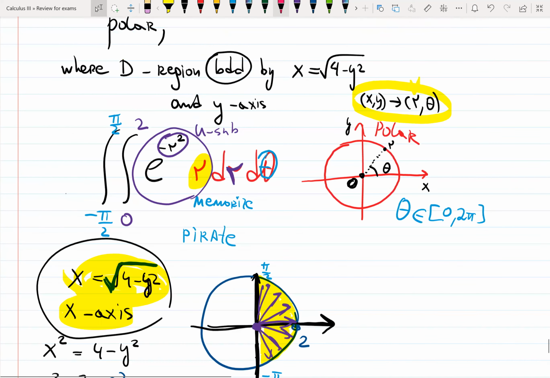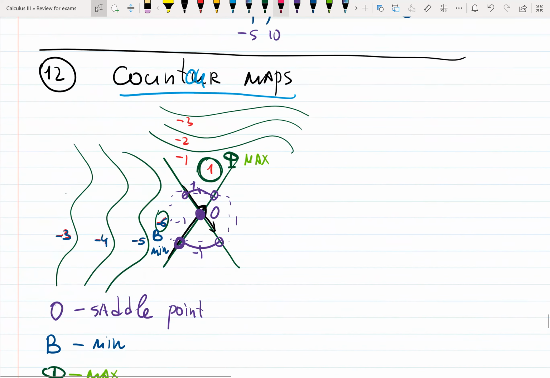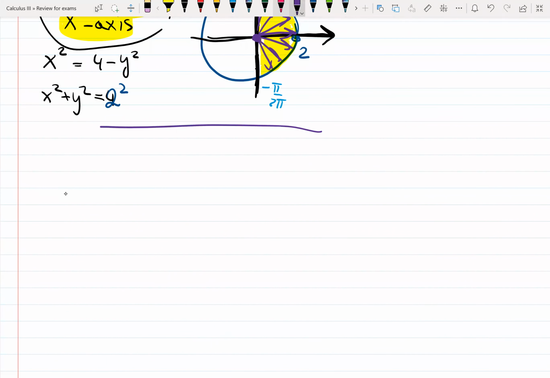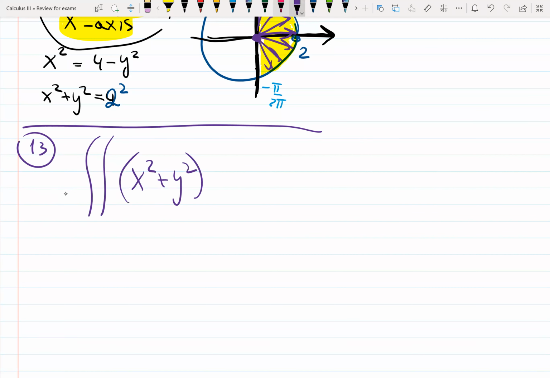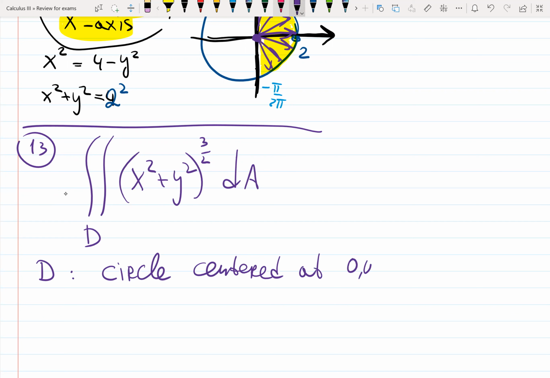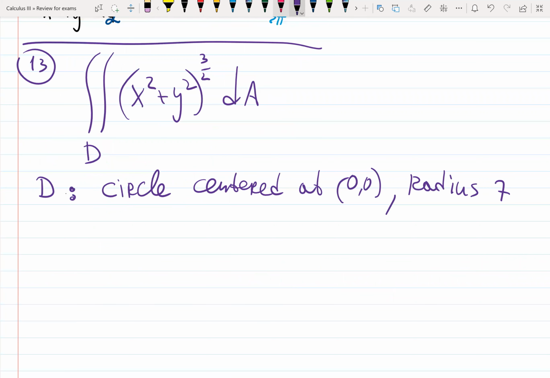Example 2 for polar, which is the last one. 13, lucky number 13. One more: you have the integral of x squared plus y squared raised to the 3 halves, dx dy, dA, over D, and D is a circle centered at 0, 0 with radius 7. Boom. This is a very easy example. I kind of like these examples a lot.